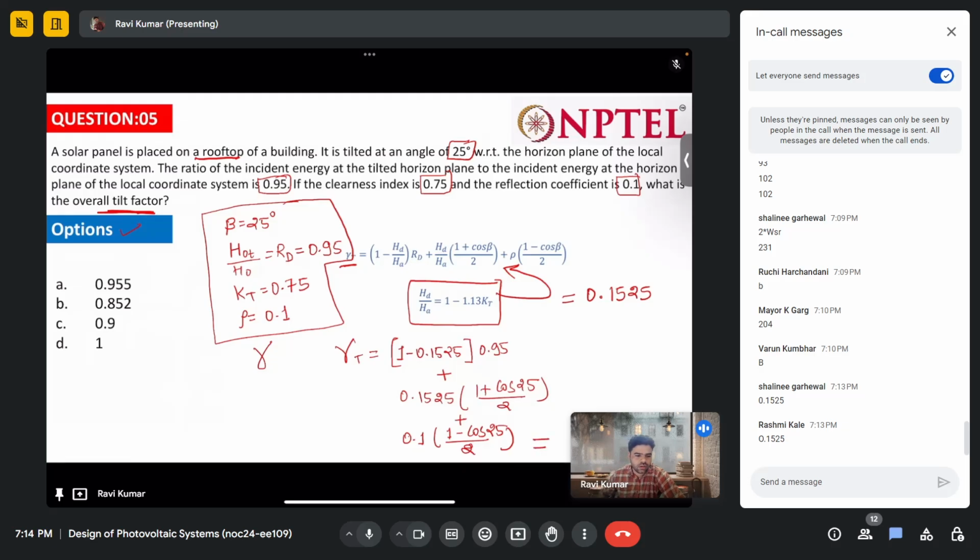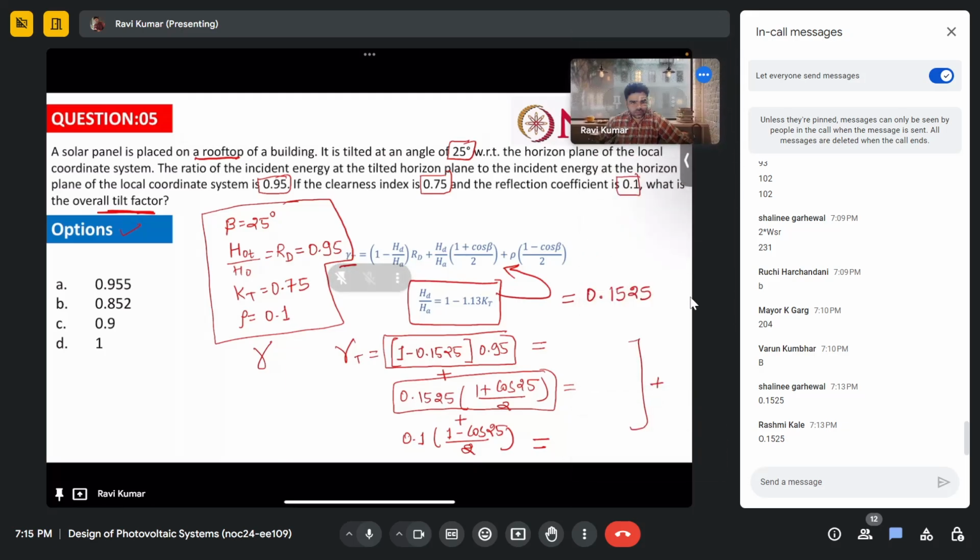It will be the overall tilt factor. So first solve for this, what is the value of this, then what is the value of this, then what is the value of this, and then add them. What is the value of the first factor? 1 minus 0.525 into 0.95. 0.8051.